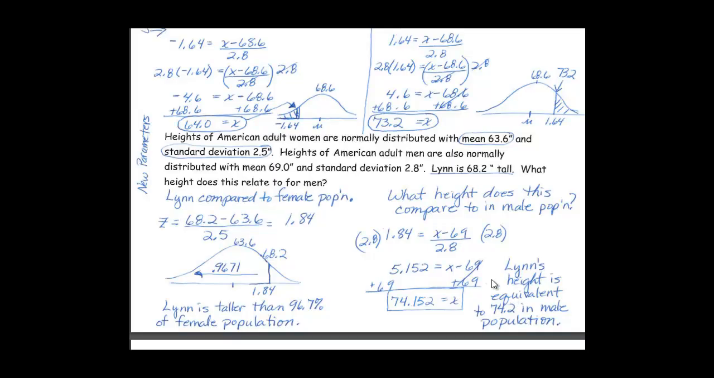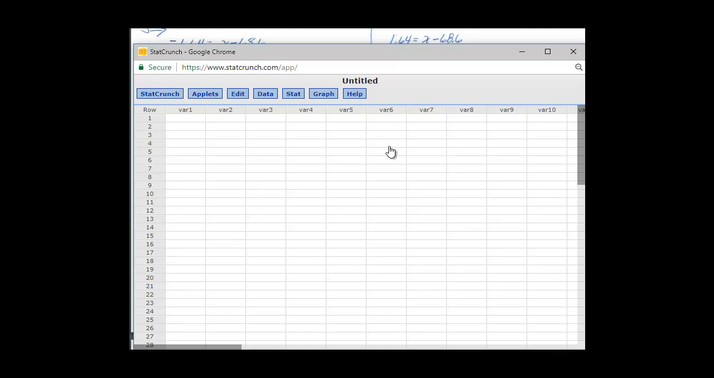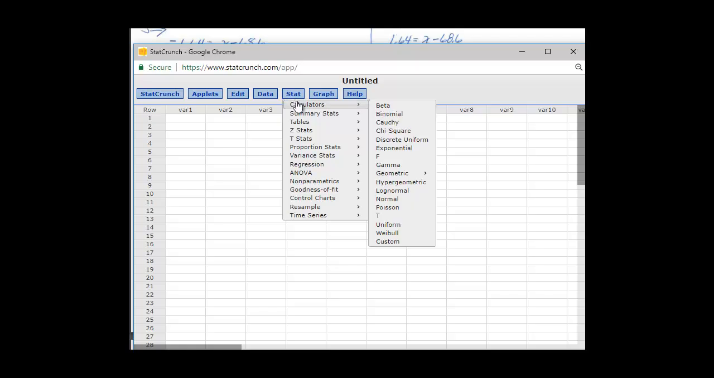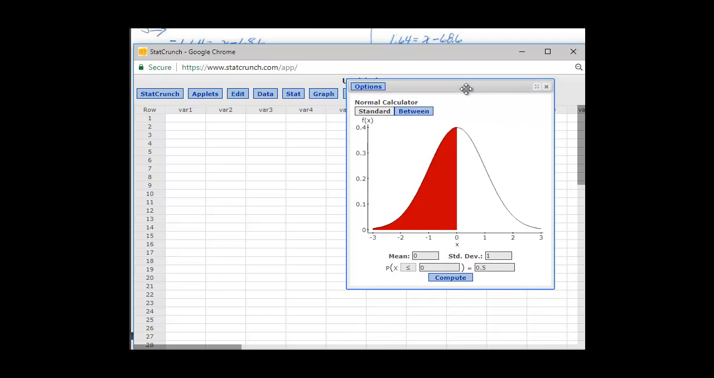Okay, so I want to show you how you can do these in StatCrunch. So I'm opening up StatCrunch. I need to make sure I have my paper here because I've lost my screen. So I'm going to go to Stats, Calculators, and Normal. We've been doing that for quite a few now. It's going to show us this default. We need to put our information in.